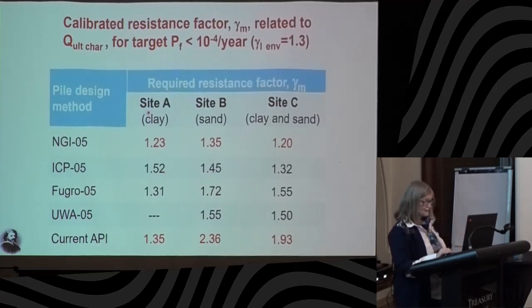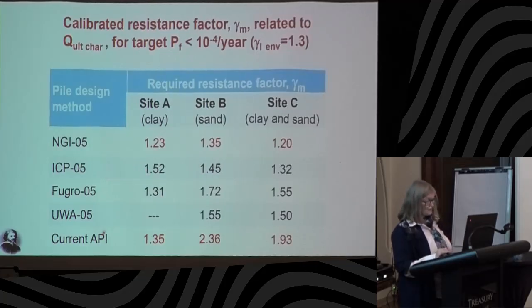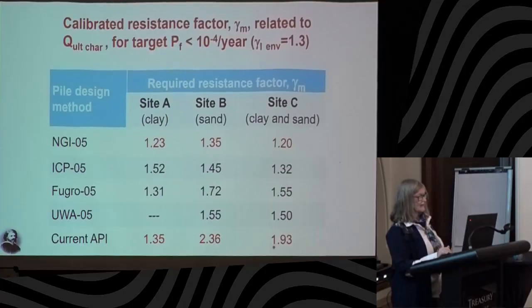And for the 3 sites, the clay site, the sand site, and the clay and sand site, then you have a comparison for the 5 methods. And we don't have to spend too much time on the values. We can see, well, let's not take the NGI method. The current API was to have 10 to the minus 4. You had 1.35 in the clay, 2.36 in the sand, and I mentioned it's not a good method. And for the clay and sand, 1.93.